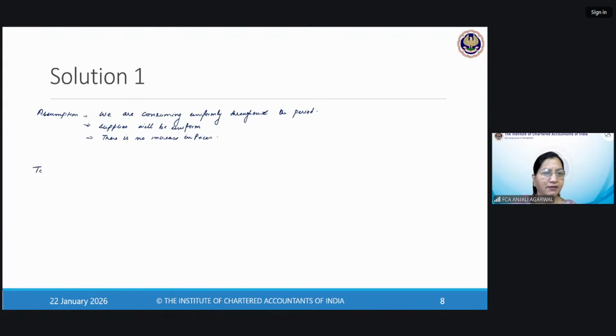Now we said that the total placing cost. How do we calculate the total placing cost? It's always given by annual usage divided by quantity ordered into cost of placing an order. Placing cost per order.